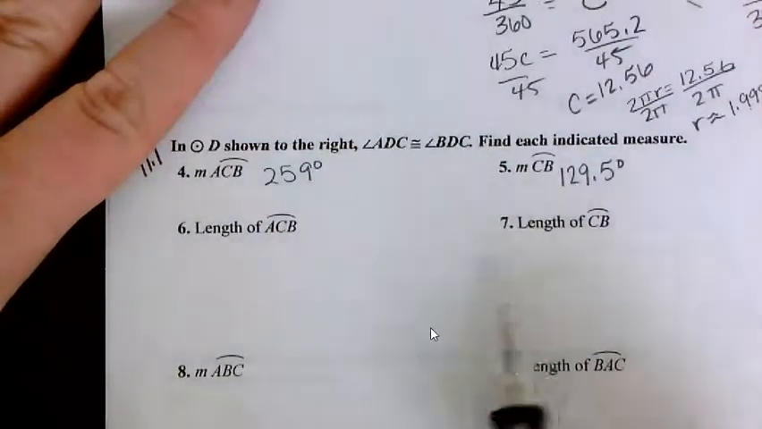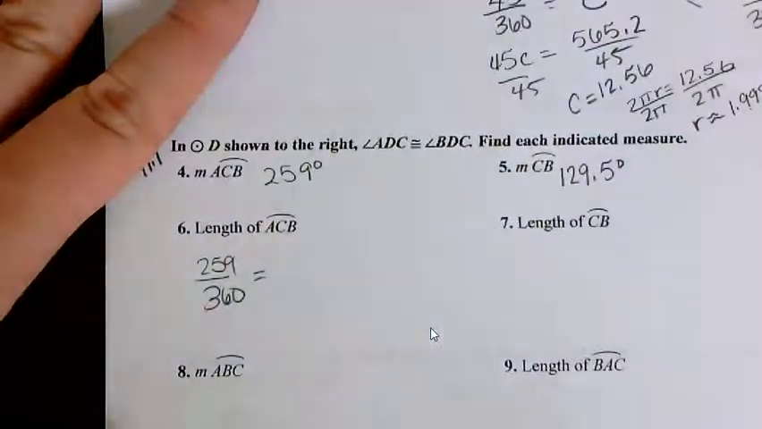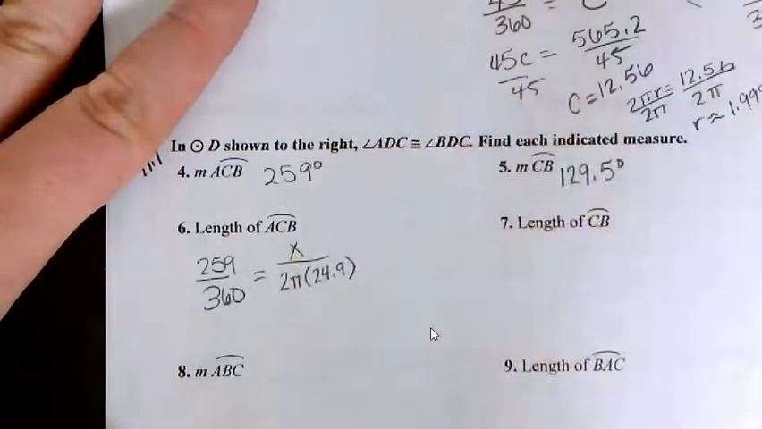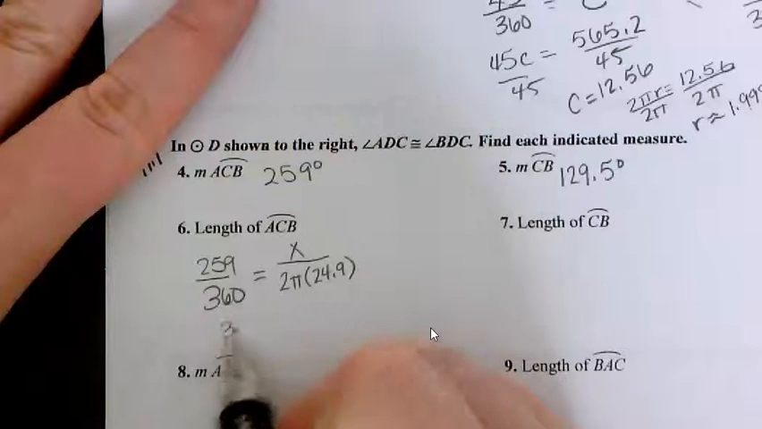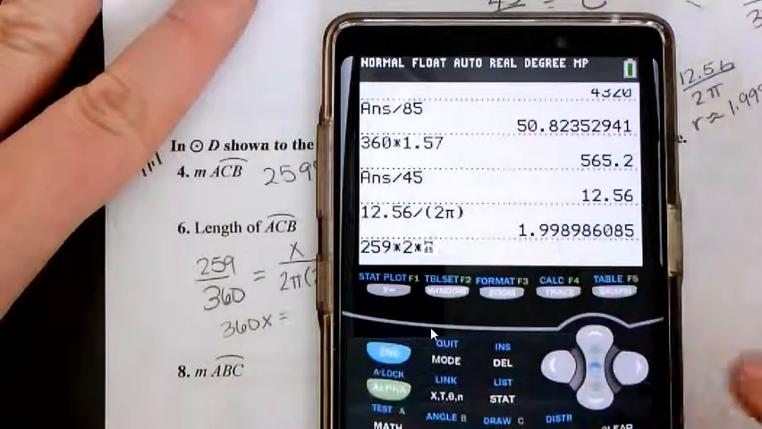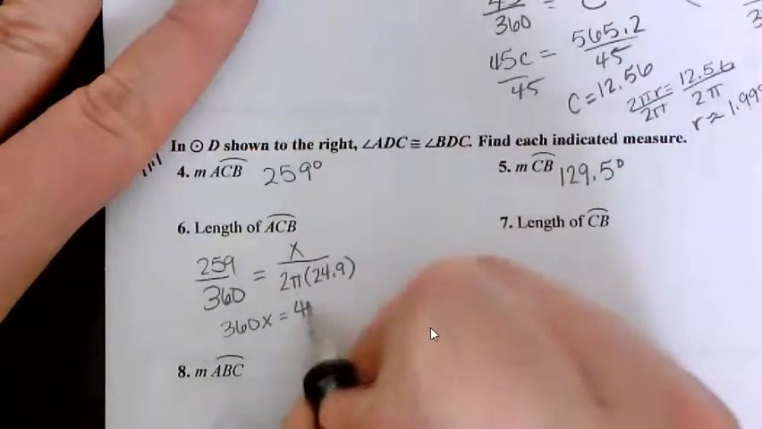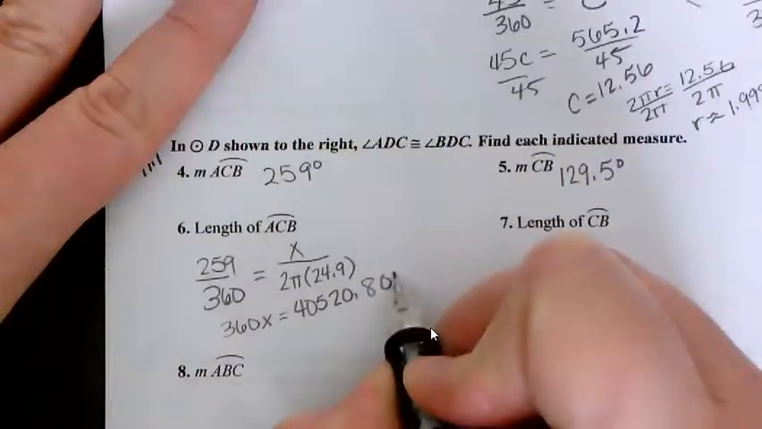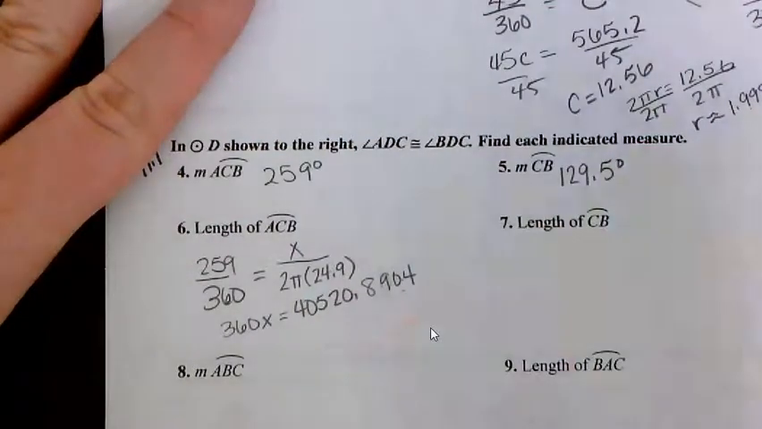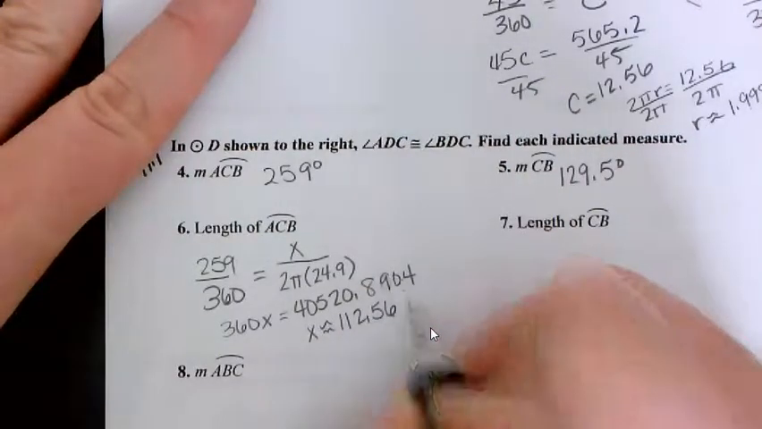Now, to find arc lengths, the formula is the same setup for both. So you set up 259 over 360 equals the arc length divided by 2 pi r, and the radius in the problem is 24.9. You cross multiply and divide. So 360 x equals, and I just type in my calculator, 259 times 2 times pi times 24.9, which gives you that big number. Make sure you go 4 decimal places if you're going to round, but whatever you do, make sure you show it. Divide both sides by 360. My arc length is approximately 112.56, and this problem is in meters.